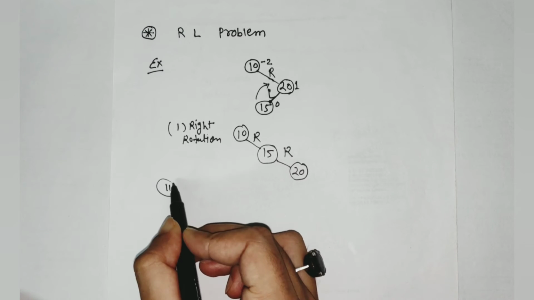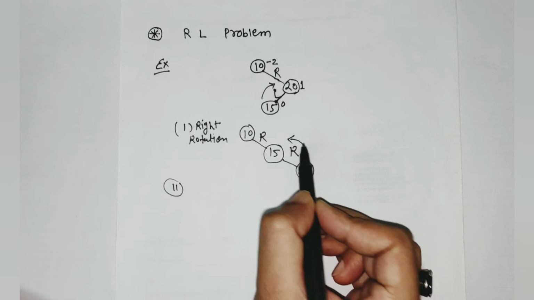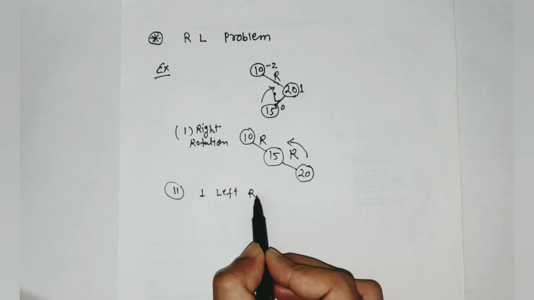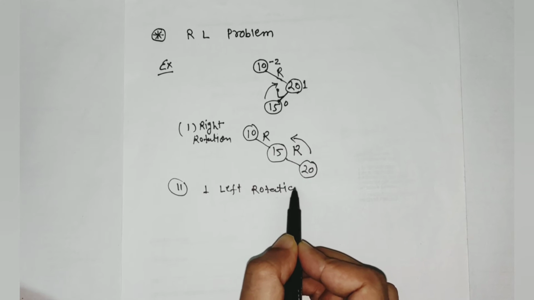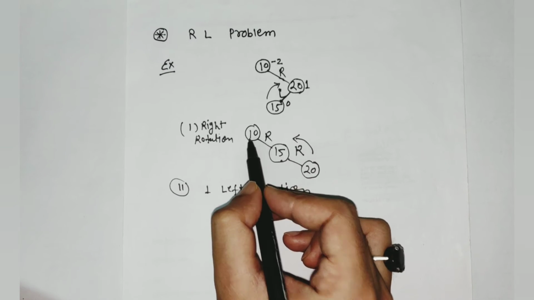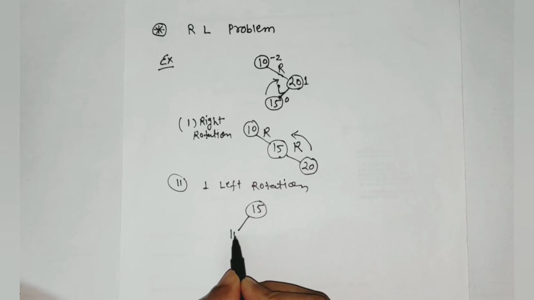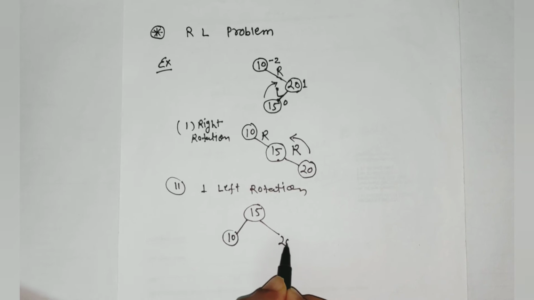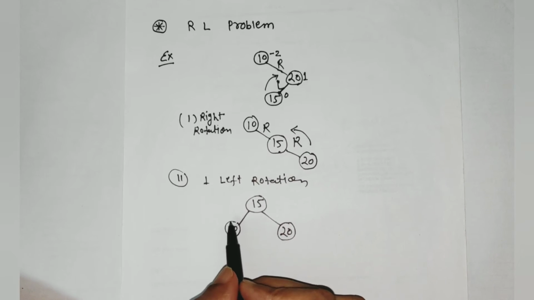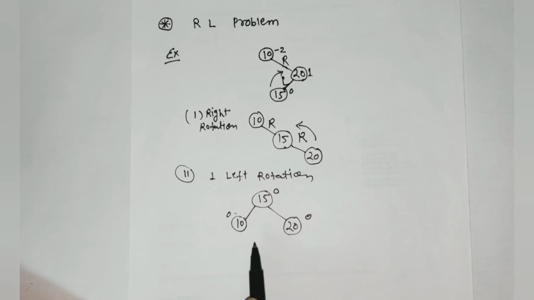Now again we need to make a left rotation. So we will make one left rotation. So we will fix this node and we will rotate the root node. So 15 will be our new root node. After that 10 will be here and 20 is here. Now if you see, this is a binary search tree and the balance factor of each node is 0. So it is AVL tree also.